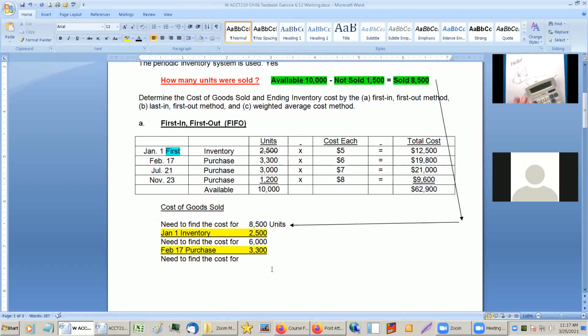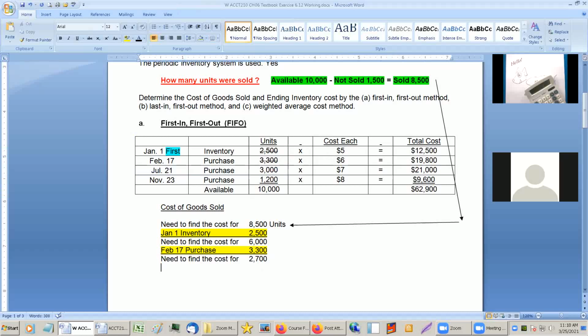Let's see, 6,000 minus 3,300. 2,700. Okay, now this 3,300 is gone, never coming back. All right, now here we have the July 21st purchase. Now we need the cost for 2,700. There's 3,000 in here, so we're not going to take all 3,000. We didn't sell all 3,000. We only sold 2,700 of those.